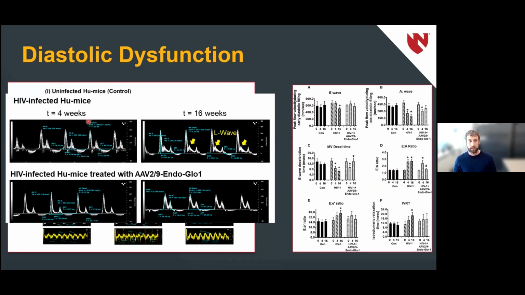So I zoomed in on the humanized mice at weeks 4 and 16, as well as the treated mice at weeks 4 and 16. At week 4, both the HIV mice and the group prior to treatment with the AAV had diastolic dysfunction. Looking at the data, the A wave is significantly decreased, which is the same as what we saw in our initial study where we characterized this HIV model. However, after treatment with glyoxalase 1, the diastolic dysfunction was mitigated or removed, and the cardiac function was similar to the uninfected mice. We see that with the traces as well as in the echo results.